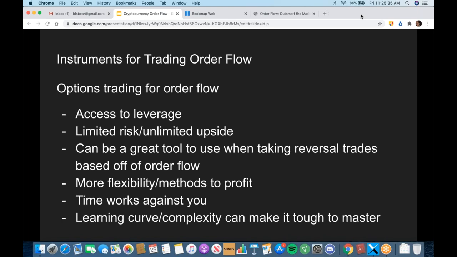So that's the really big advantage of buying options. This also can give you more flexibility and methods to profit because instead of just saying, hey, I think price is going to go up or hey, I think price is going to go down, you can actually make trades based on profiting from wherever price goes, buying volatility, or you can also take trades based on time. So if you think that volatility will be low and that Bitcoin isn't going to do anything special at all, then it's risky, but you could even short a call and a put to try to bet against volatility. The drawback of buying options is that time works against you.